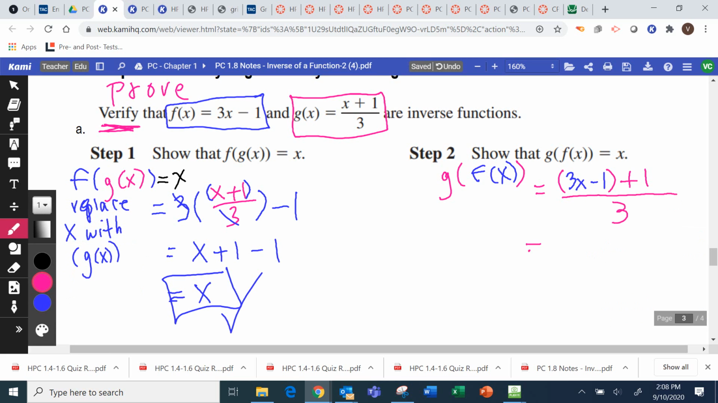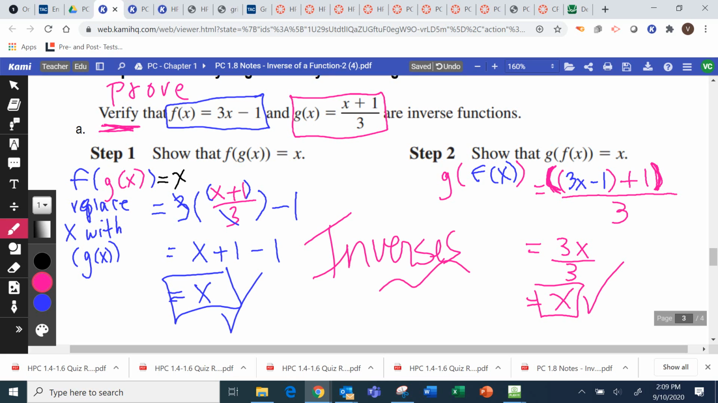And I will simplify. So by order of operations, I cannot do anything inside this 3x minus 1, but my next order of operations tells me that there is this understood parentheses up here that says you have to do everything on top first. So I have 3x minus 1 plus 1. Well, that's 3x. And then I bring down the divide by 3. And if I have 3x and I divide by 3, what do I get? x, good. So that also equals x. If they both equal x, then we have inverses. You've proved that they are inverses.